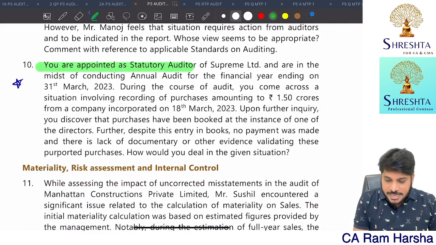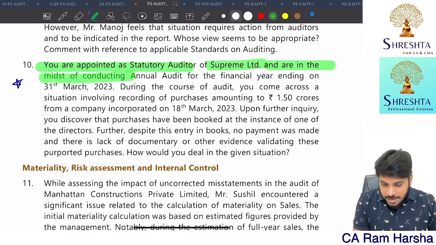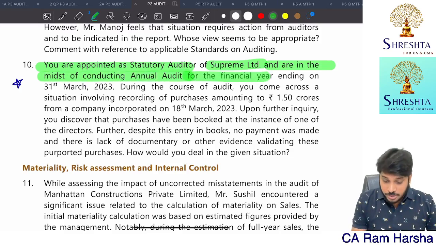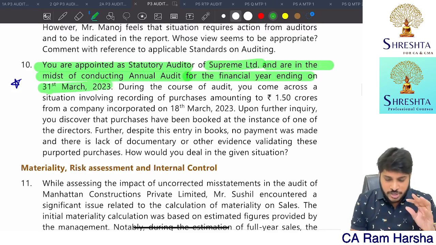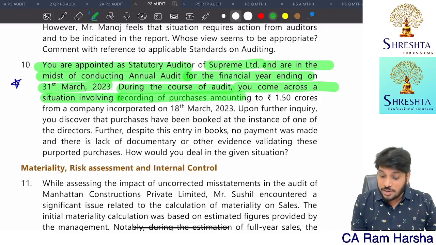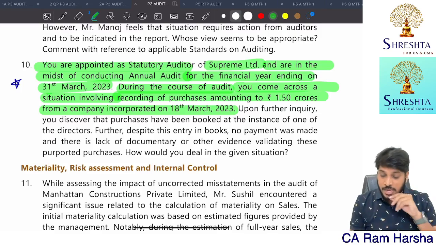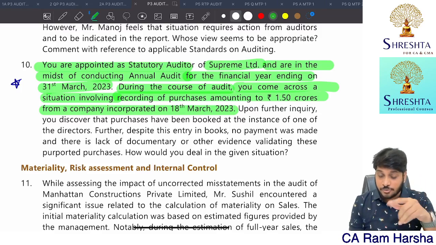You are appointed the statutory auditor of Supreme Limited and are in the midst of conducting the annual audit for the financial year ending 31st March 2023. During the audit, you came across a situation involving the recording of purchases of 1.5 crore from a company incorporated on 18th March 2023. Okay, so the company was incorporated on 18th March, and immediately a 1.5 crore purchase was recorded.